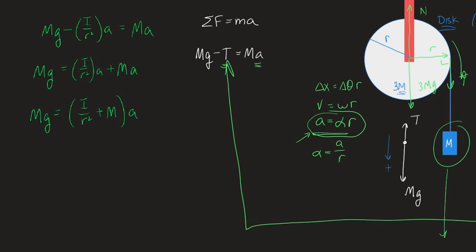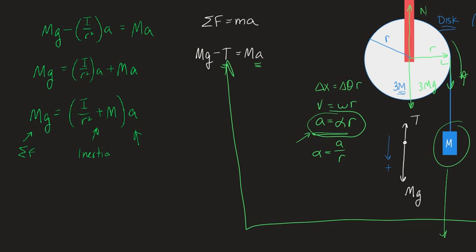Now, this is where I want to really stop you and make you think for a minute. This is the unbalanced force. We hung a weight off the pulley. This is inertia. It combines both inertias. And this is how fast the system accelerates.